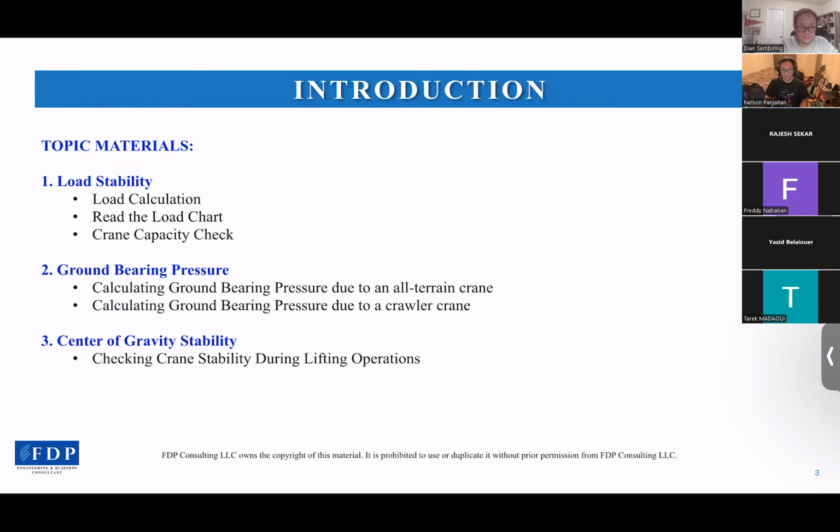But the COG here is not only talking about the structure, but also all the items from the structure to the crane's equipment, like hook, boom, carrier, mast, crawler, counterweight, and anything else. So with the COG information, we will not only check the stability based on the tilting angle, but also estimate the ground bearing pressure below the crane.